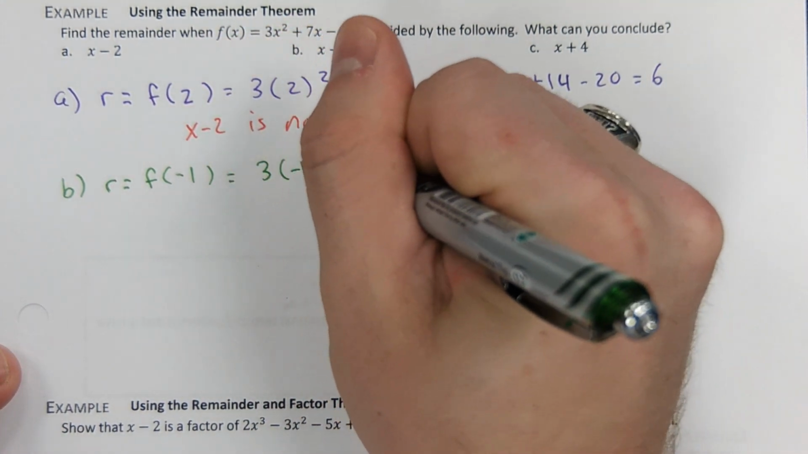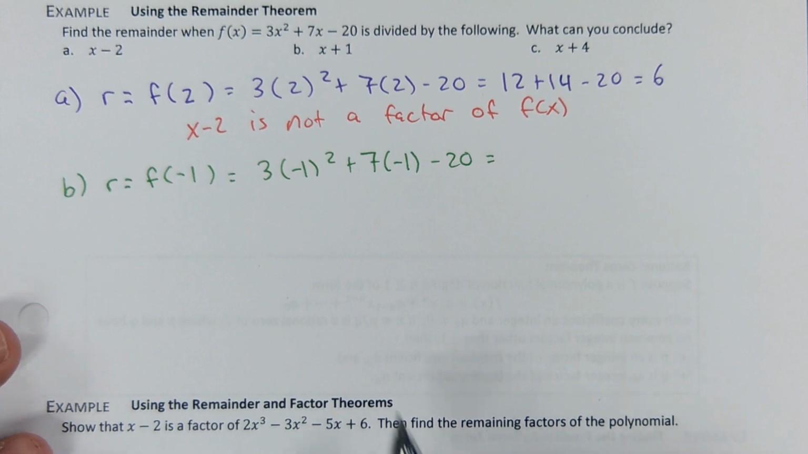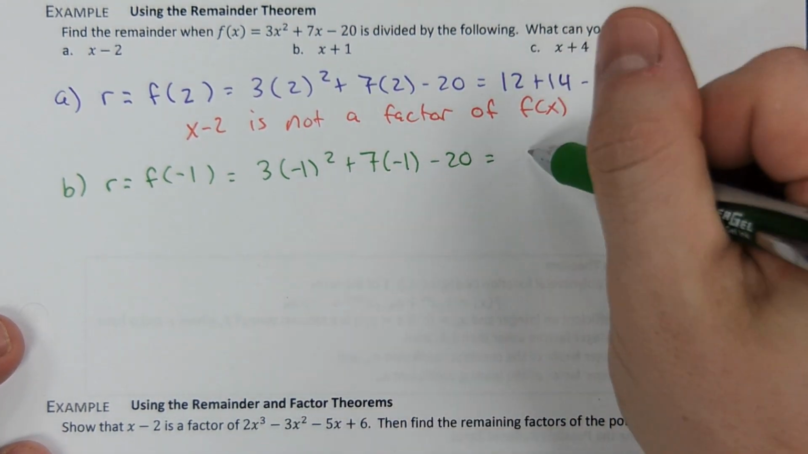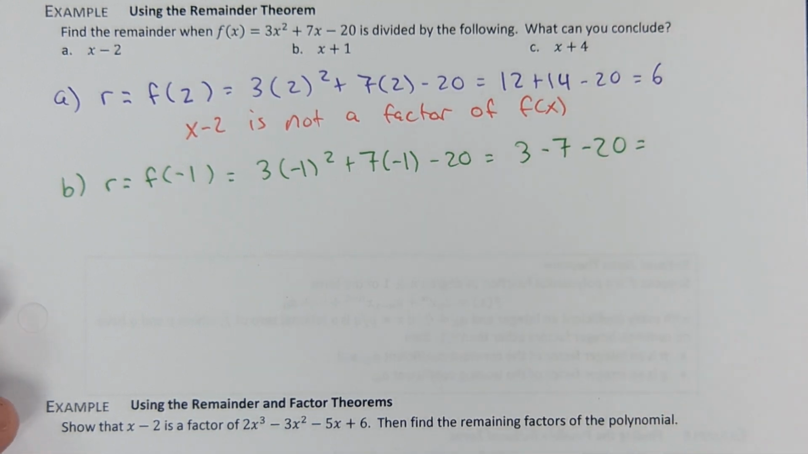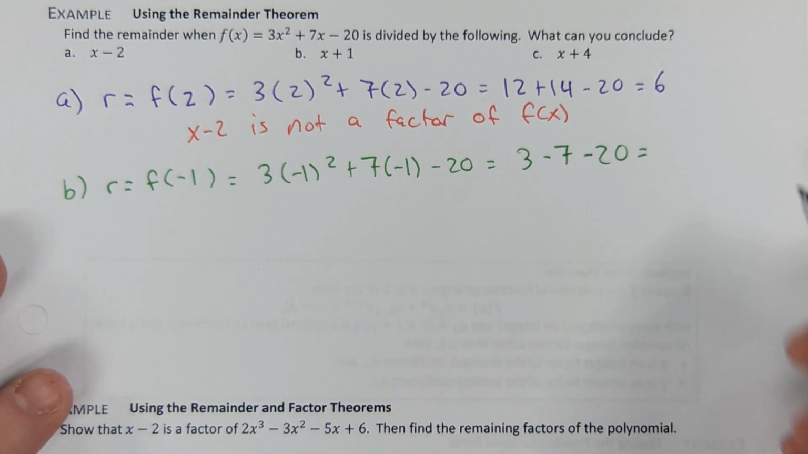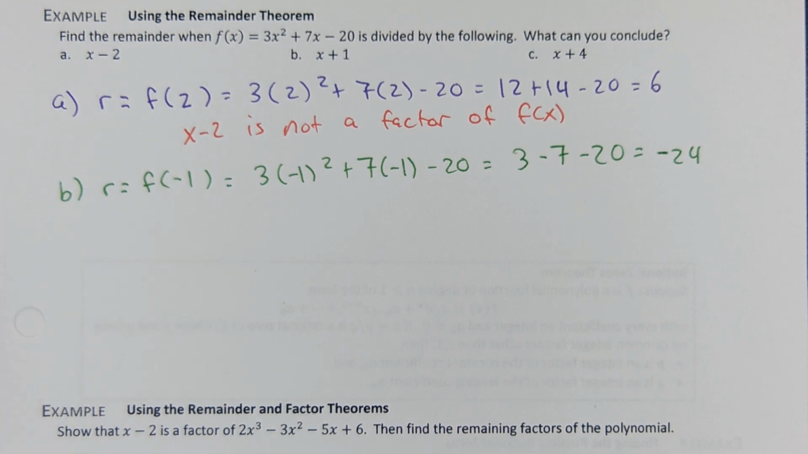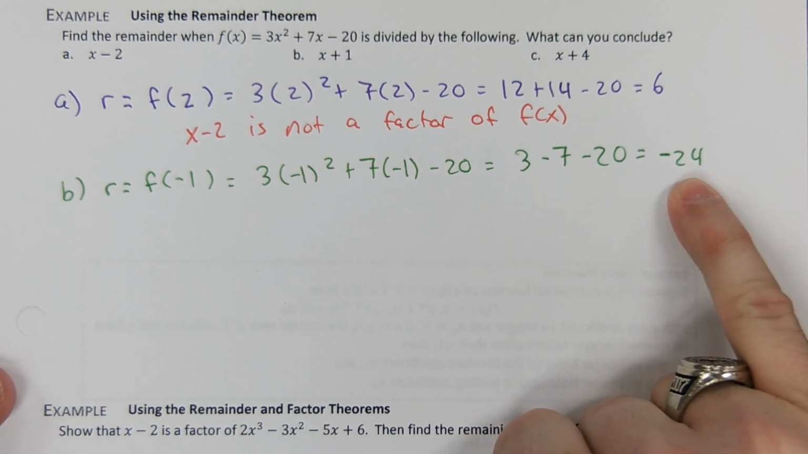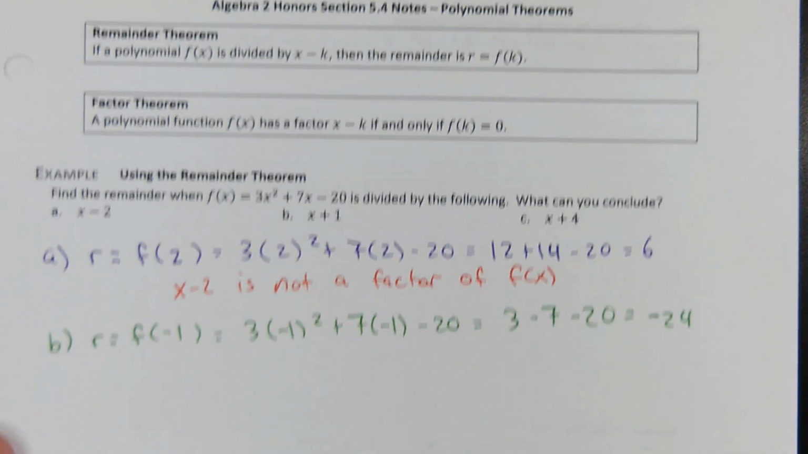3 times negative 1 squared, plus 7 times negative 1, minus 20. Negative 1 squared is 1, so that's just 3 times 1. 7 times negative 1. See, 7 and 20 makes 27. 3 minus 27 is negative 24. Another remainder that does not equal 0. Conclusion? X plus 1 is not a factor of f of x because I got a remainder that's not 0. I'm hunting for remainders that are 0 so that I can claim something is a factor.